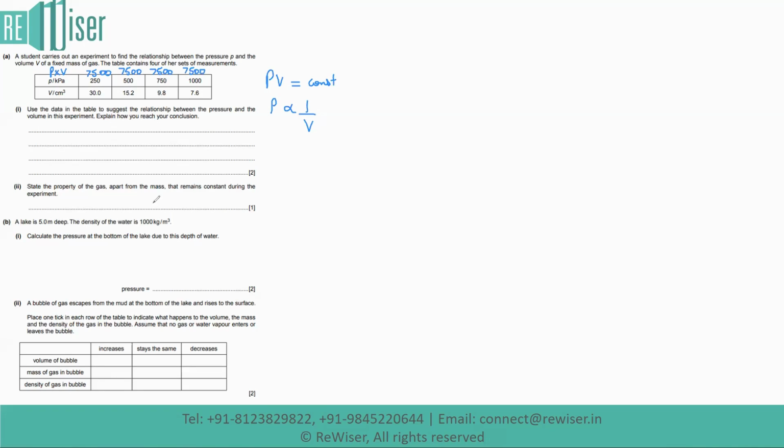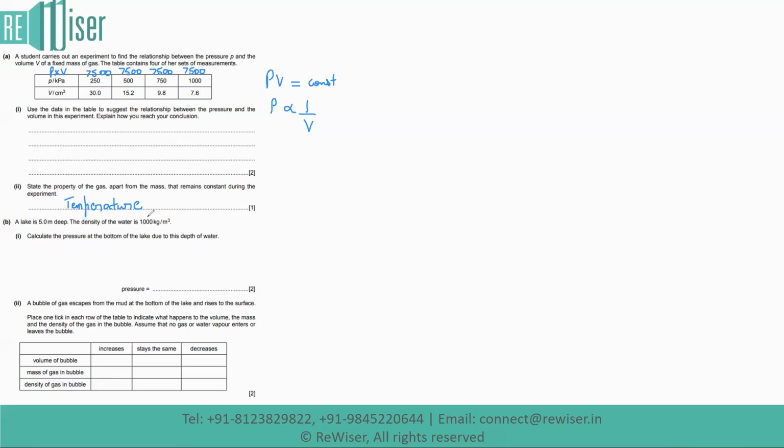volume. Moving on, state the property of the gas apart from the mass that remains constant during this experiment. So during this experiment, that is an experiment where pressure is inversely proportional to volume, or pressure and volume are both variables, the temperature remains a constant.